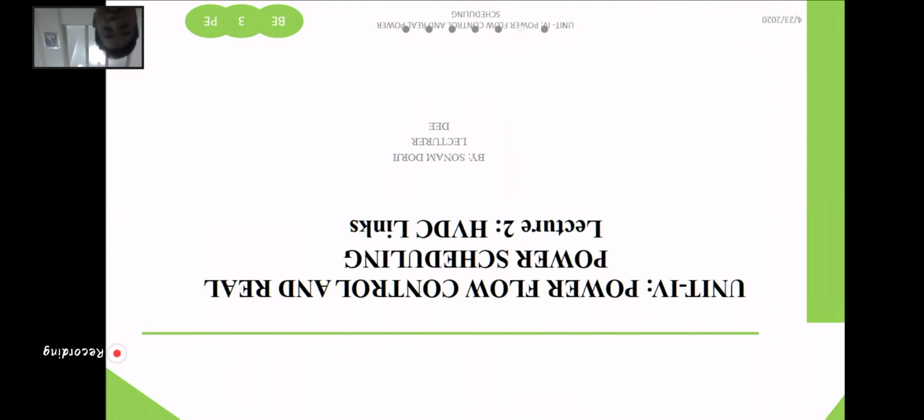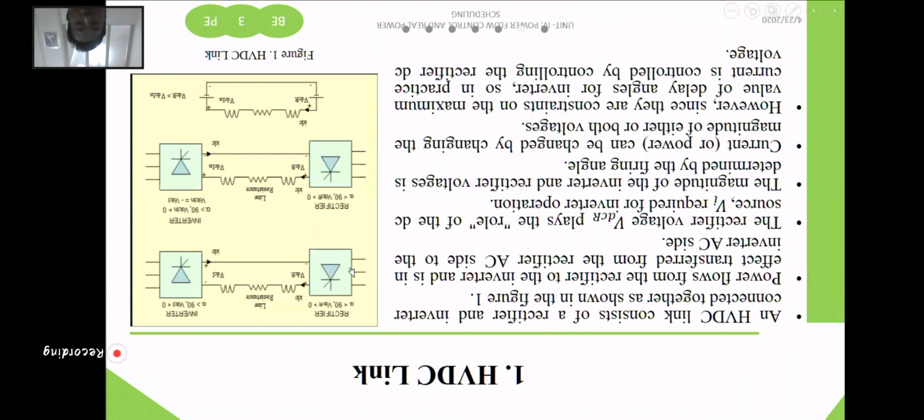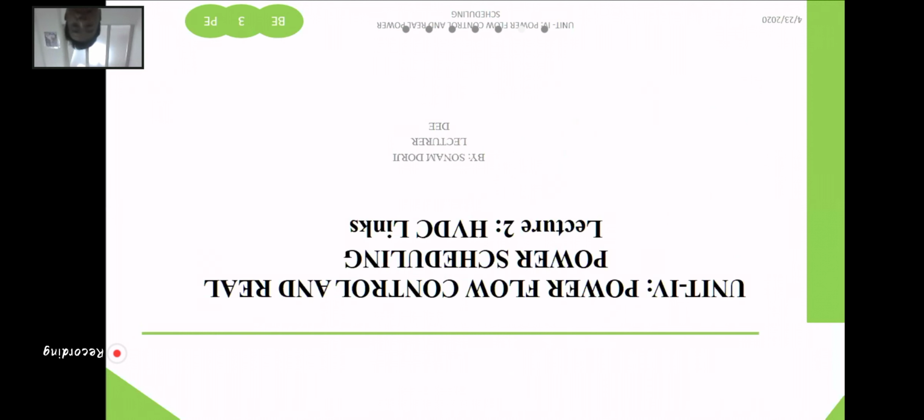There are different types of HVDC link. Mainly there are three types. The first one is monopolar, the second one is bipolar, and the third one is homopolar. You have already learned the characteristics of the HVDC link in power electronics applications. But today we'll see a little bit on how we can use this HVDC link to control the power flow. So this HVDC link is also used for controlling the power flow.